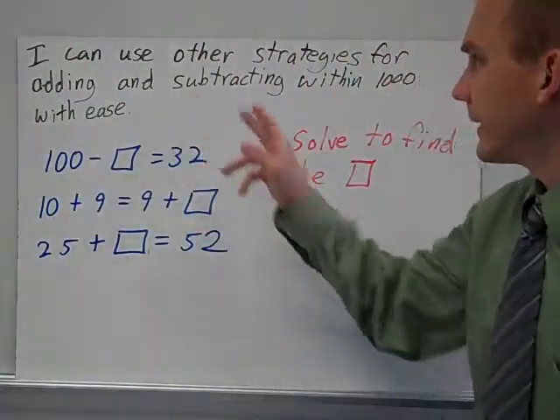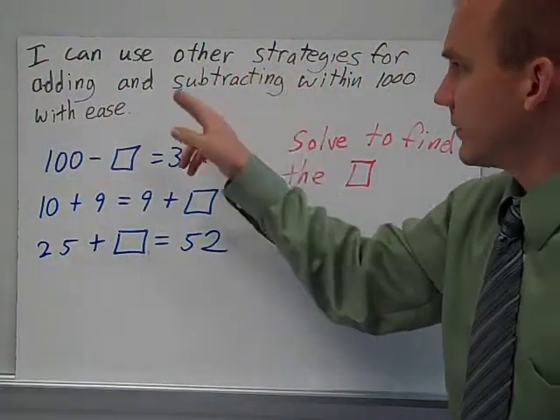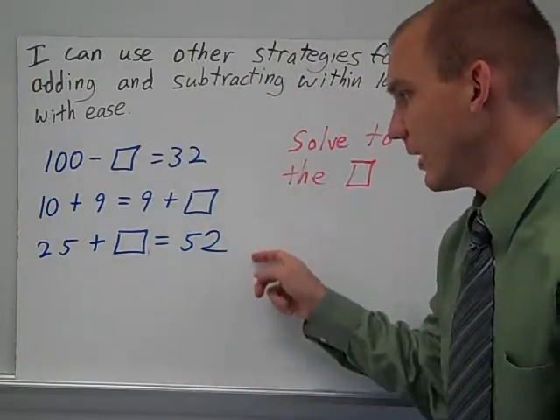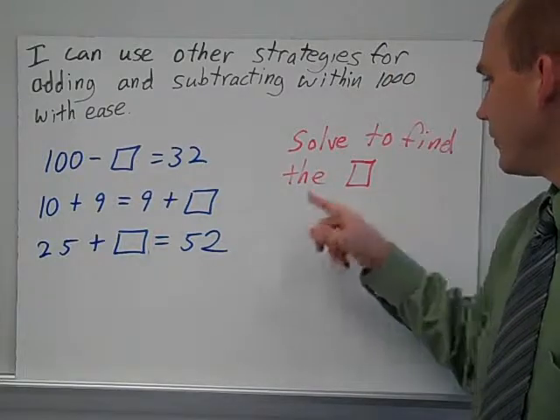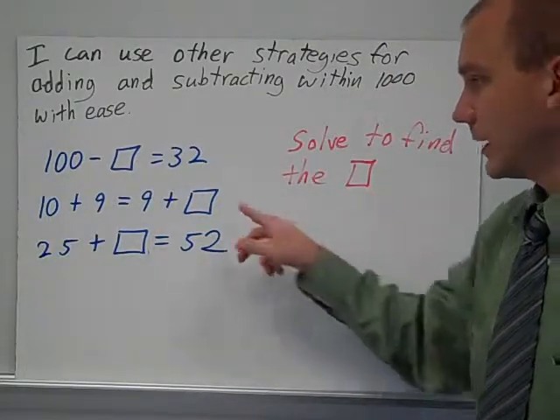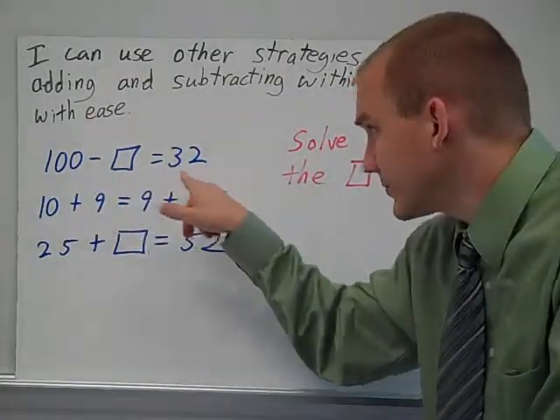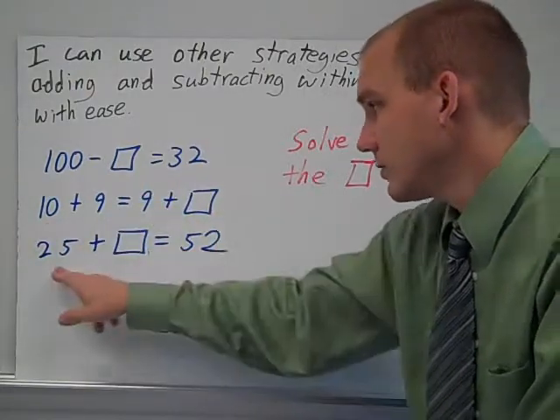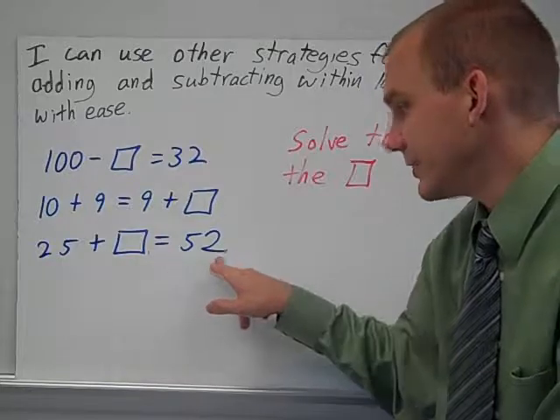Here's your learning target. I can use other strategies for adding and subtracting within 1,000 with ease. So here are 3 problems with blanks. I want you to solve to find the square or the blank. 100 minus blank equals 32. 10 plus 9 equals 9 plus blank. 25 plus blank equals 52.